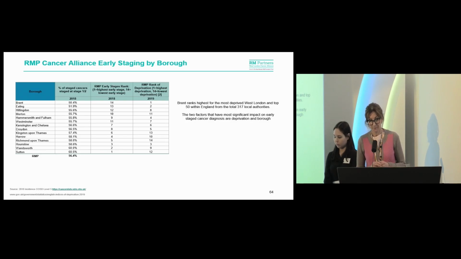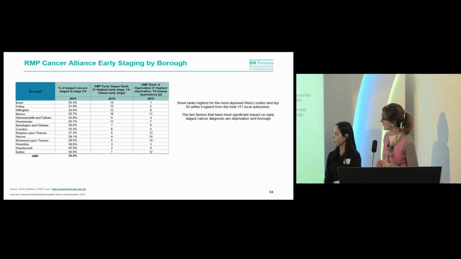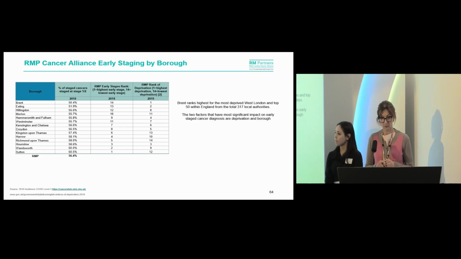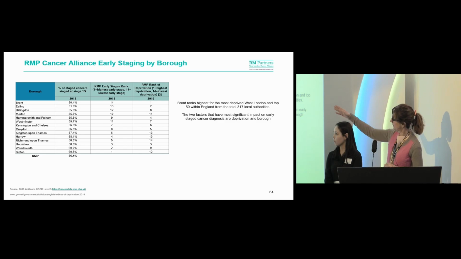We also, in RMP, have looked at each of our boroughs to see where early stage diagnosis is most and least likely. And Brent, in northwest London, has our lowest early stage diagnosis, with a 10% difference between there and Sutton. What you can see in the middle is effectively telling you their ranking, with 14 being the least early stage diagnosis.